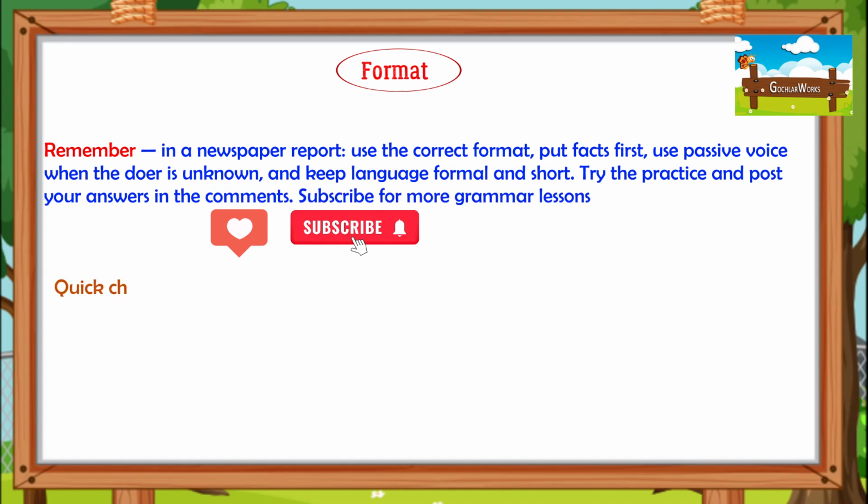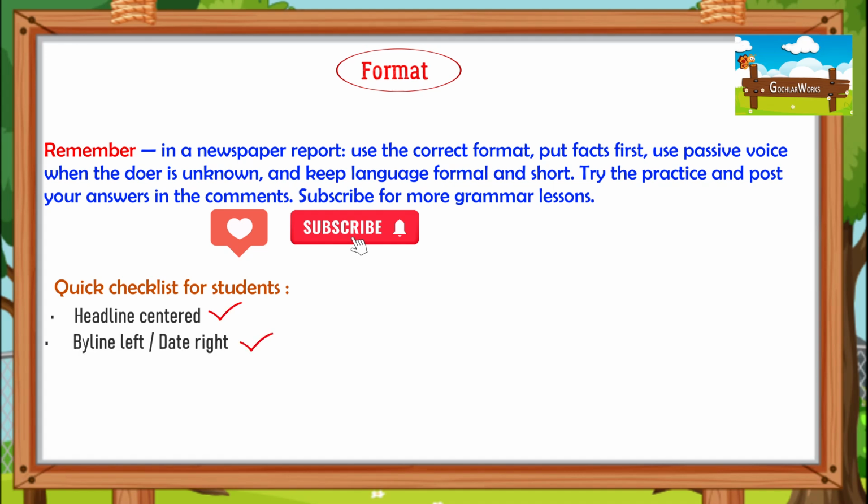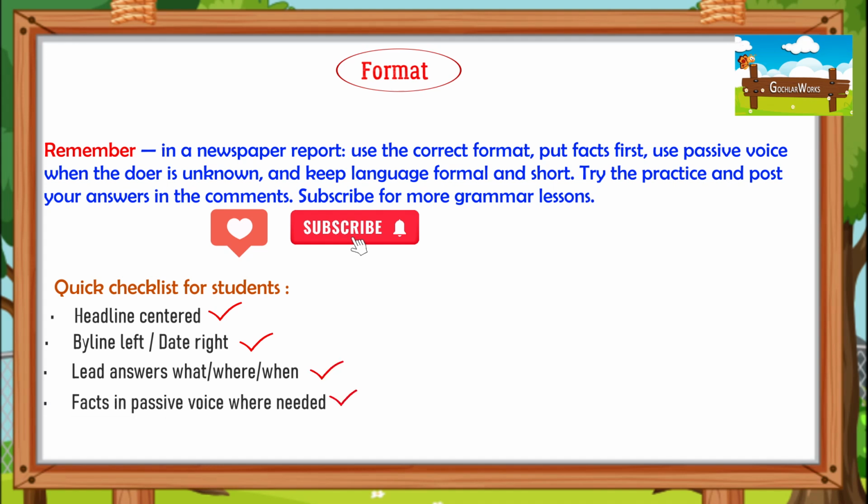Here is a small recap. Headline should be in the center. Byline should be at the left and place and date should be at the right. Lead paragraph answers what, where, and when. Facts in passive voice where needed. Short paragraphs with no opinion.